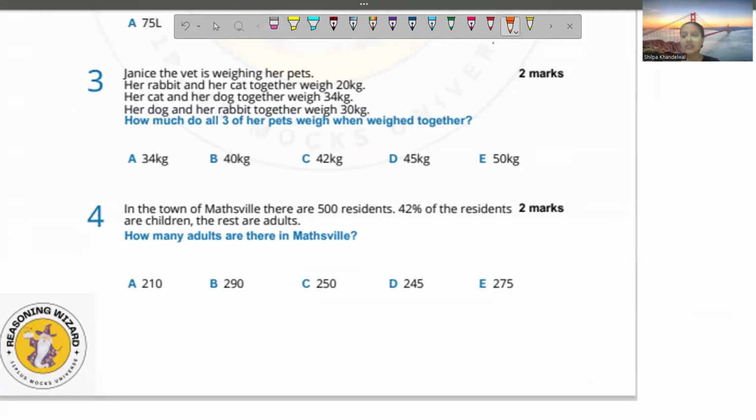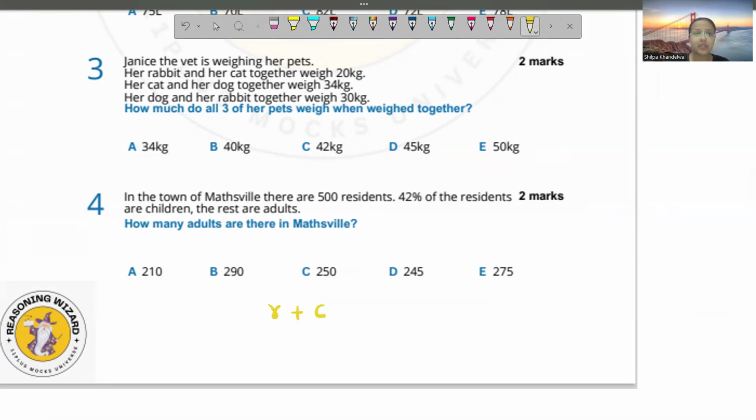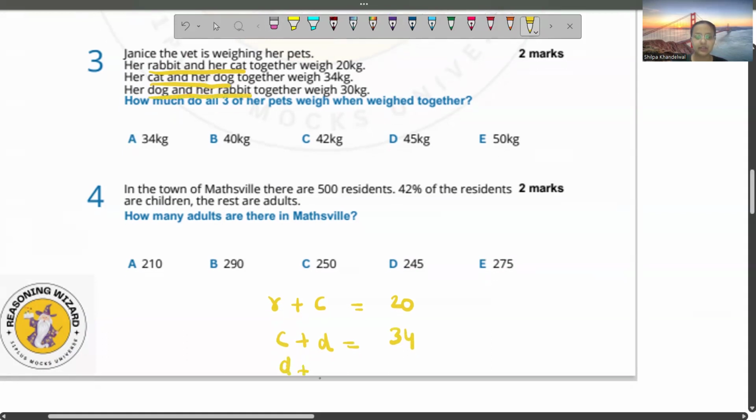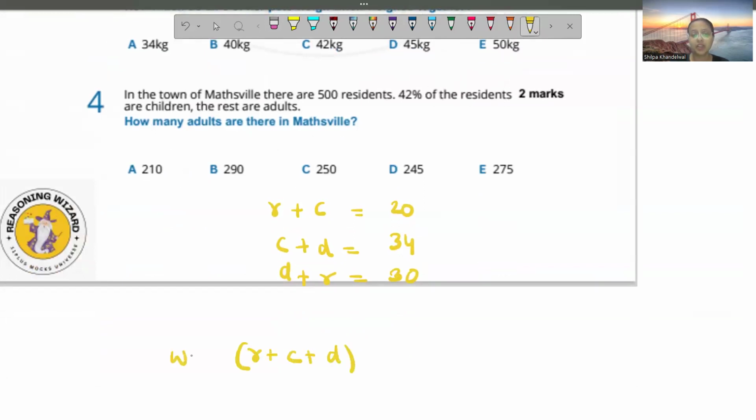Right? So now let's write the relationships, whatever they mention. Let's take the variable for each and every animal as their first letter. So for rabbit, I'm going to use R. So I'm going to write the relationships here. R plus C, which means rabbit plus cat total weight equals 20 kg. Similarly, cat and dog, which means C plus D, I'm going to write as 34. And dog and rabbit, which is D plus R, equals 30. Now we basically need to find out the sum of R plus C plus D, their total weight.